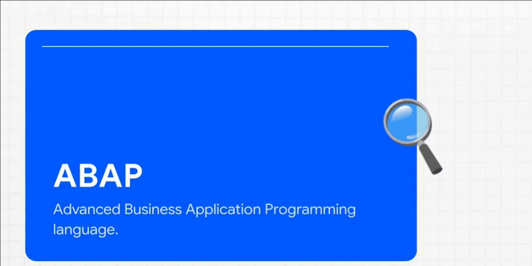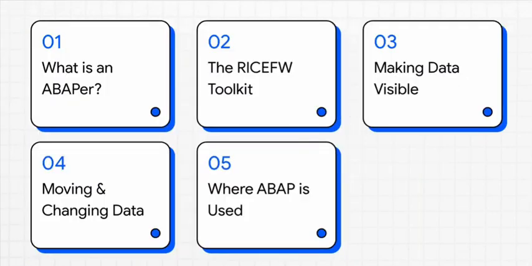It's the specialized language, the custom set of tools that you use to modify that giant headquarters. So the ABAP developer, or ABAPer, they're like the digital architect who gets called in to add a new wing, or redesign a workflow, or build a custom dashboard just for the CEO. So, in this explainer, we're going to unpack what these digital architects really do. We'll take a look at the ABAPer's toolkit. Using this really handy framework, we'll see how they make data visible, how they move it and change it, and then finally, where all these skills actually get used in the real world.